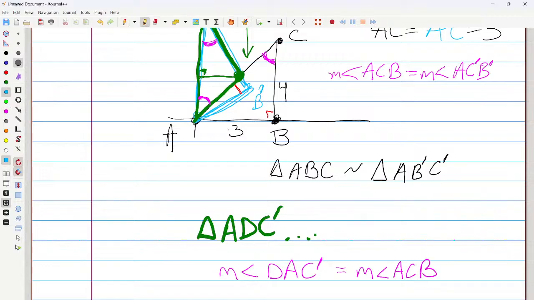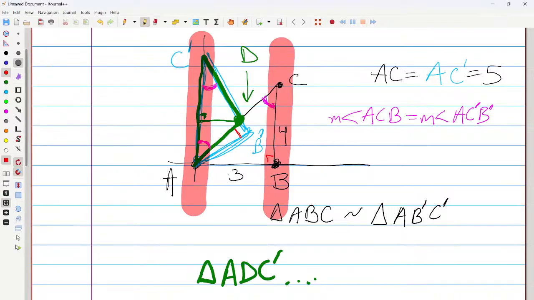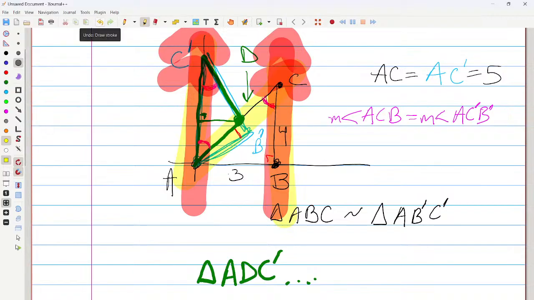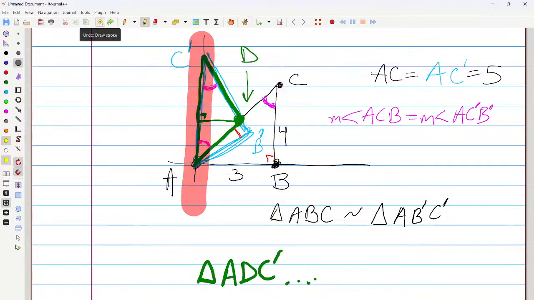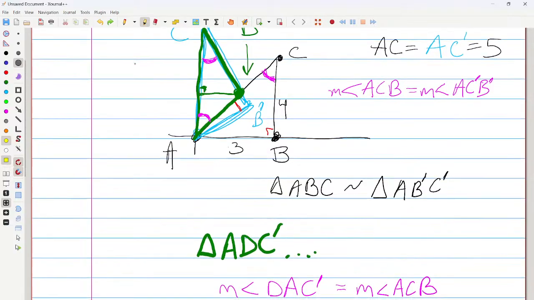Pause the video for a minute and determine why. All right, here we go. We have this and this as parallel segments, and therefore alternate interior angles are congruent. So you have a pair of congruent angles because those two line segments, BC and AC prime, are parallel.